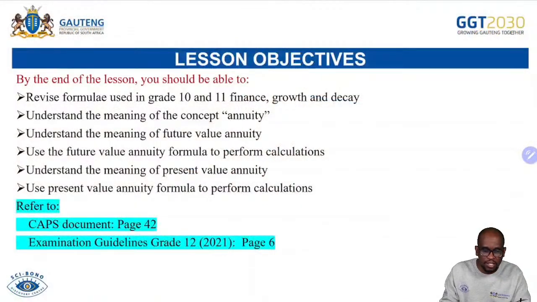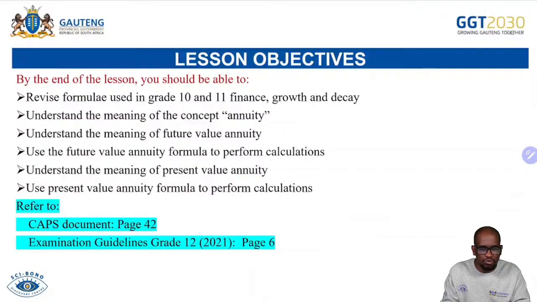Let's look at today's objectives. The first one, we have to revise formulae that are used in grade 10 and 11 finance, growth and decay, okay? And then we need to understand what annuity means. When someone says it's an annuity, what does that person mean? So we'll look at the concept of annuity in the context of mathematics and finance, okay? And then we will look into the future value annuity. What is it? And when is it useful, the future value annuity formula, okay?